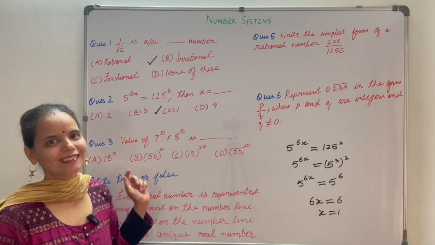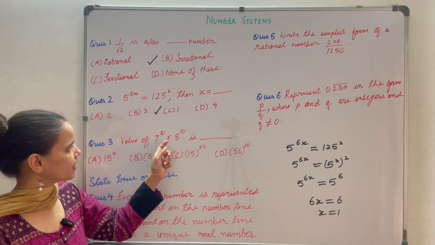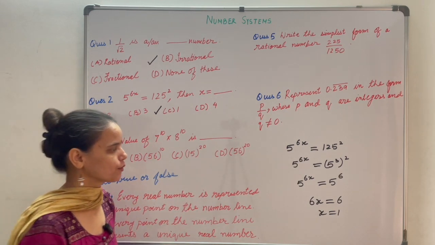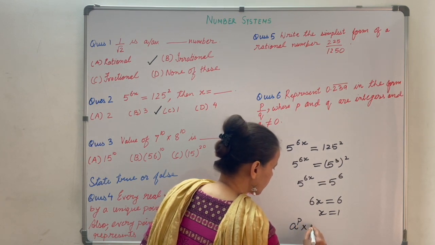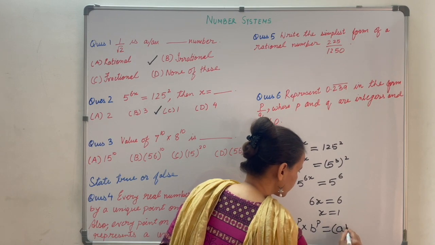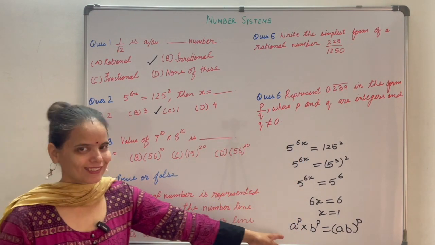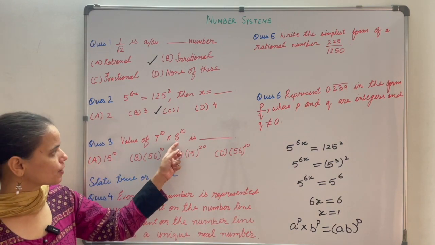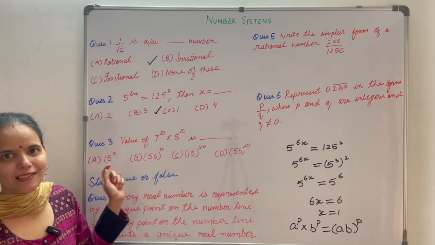Now let us take the third question. So we have value of 7 raised to the power 10 into 8 raised to the power 10 is dash. So here we are going to use this law. A raised to the power p into b raised to the power p. So what we will have? ab whole raised to the power p. So using this law, we can multiply 7 into 8. So 8 into 7 is 56 whole raised to the power 10. So the correct option is B.